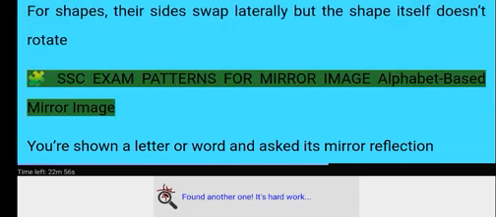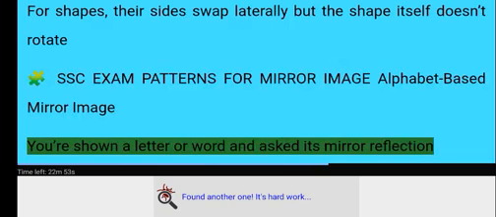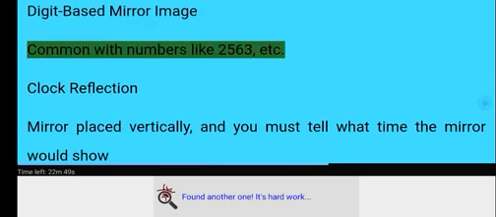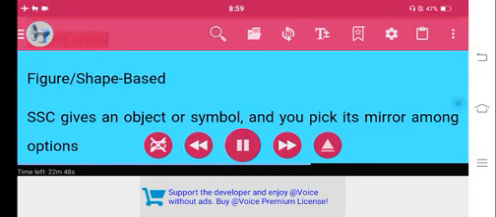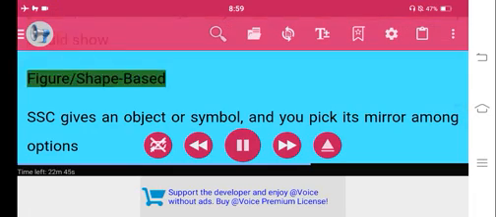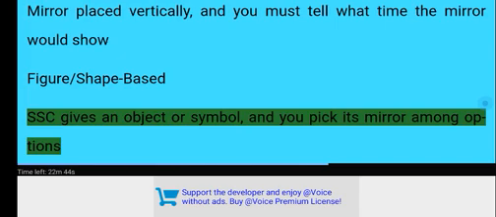SSC exam patterns for mirror image. Alphabet-based: you're shown a letter or word and asked its mirror reflection. Digit-based: common with numbers like 2563, etc. Clock reflection: mirror placed vertically, and you must tell what time the mirror would show. Figure or shape-based: SSC gives an object or symbol, and you pick its mirror among options.